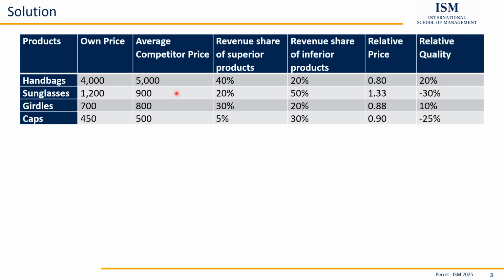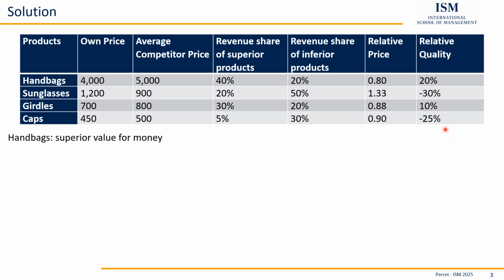That's the one part I need. The second part is the relative quality. For relative quality, I simply take the revenue share of superior products and subtract from it that of inferior products. So 40% minus 20% gives 20%, 20 minus 50 gives minus 30, 30 minus 20 gives 10, and 5 minus 30 gives minus 25. That's actually everything we need for the assessment of which type of goods we have, and what kind of strategies we could go with them.